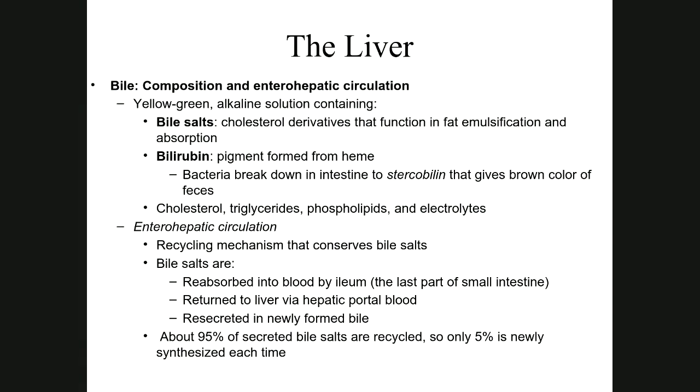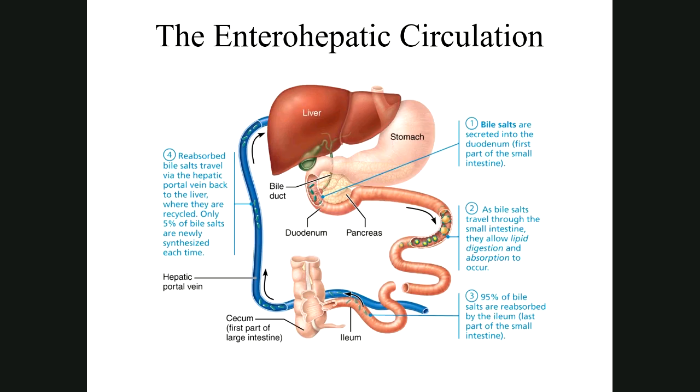So let's look at this enterohepatic circulation, the one that will recycle, reabsorb the bile salt and return it to the liver. The bile salts first are being secreted right into the duodenum, the first part of the small intestine. As the bile salts travel through the small intestine, they allow lipid digestion and absorption.